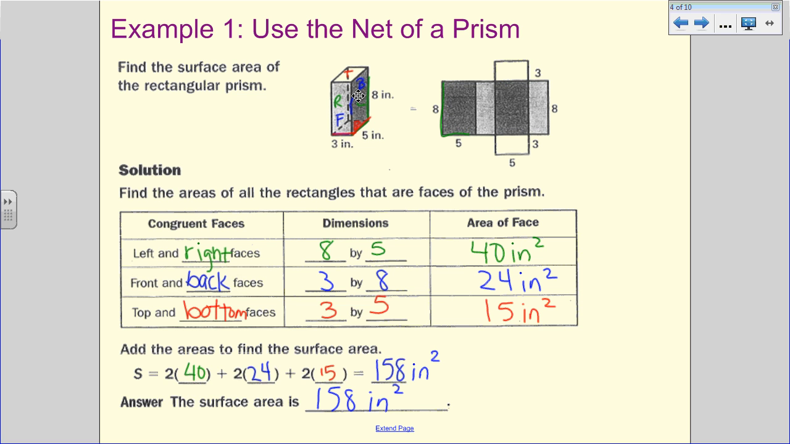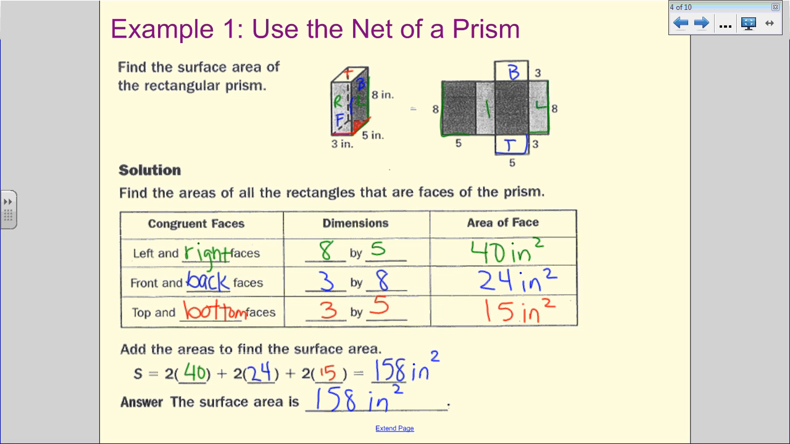We're not using any formula. We're not having to memorize anything. We're just going through and doing length times width for each of those sides. All right, so we can see that this is 3 by 5 for top and bottom. All right, we can see that this is 3 by 8 for left.